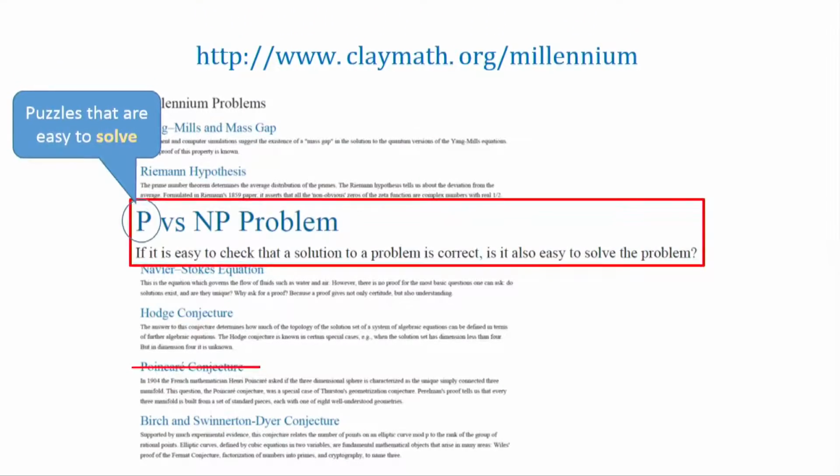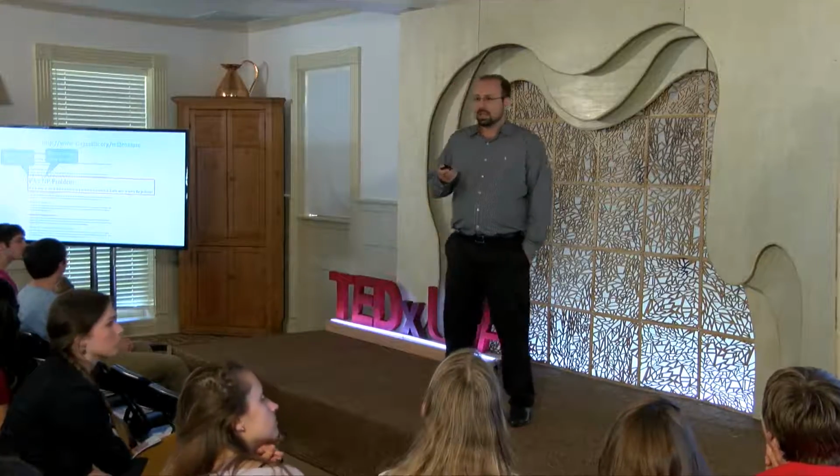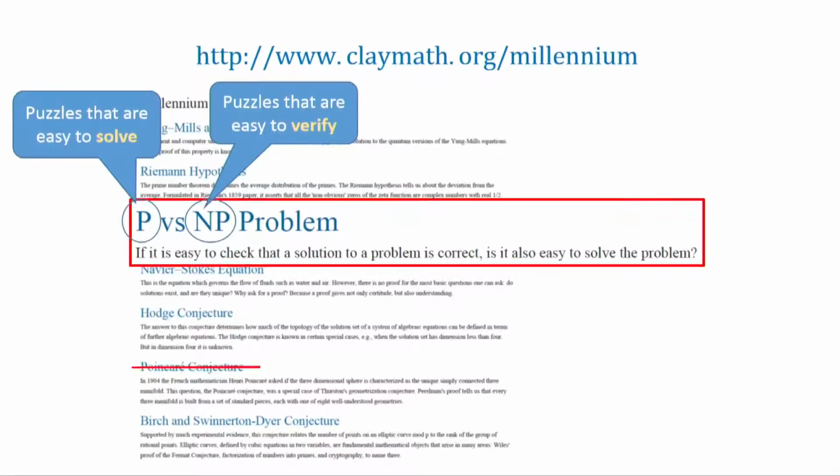So the letter P here refers to a set of problems which you can think of as puzzles that are easy to solve. Think of any puzzle that you can easily solve with a human brain or with your laptop, your cell phone. On the other hand, NP refers to a set of puzzles that are not necessarily easy to solve, but once you're given the solution, you can easily verify that you have the solution.